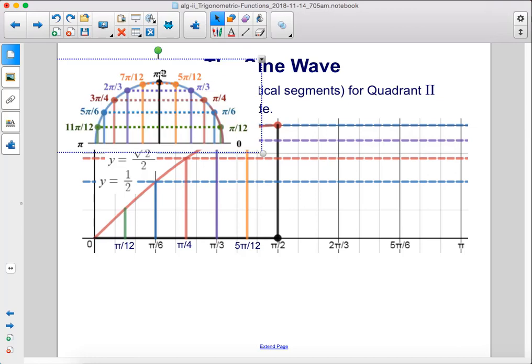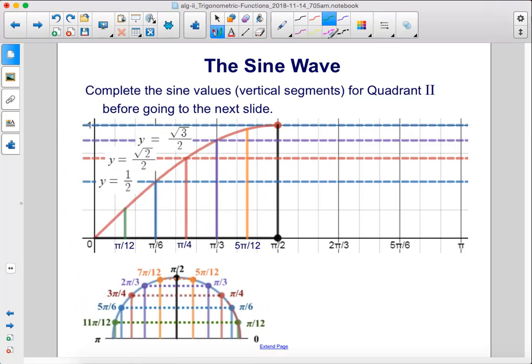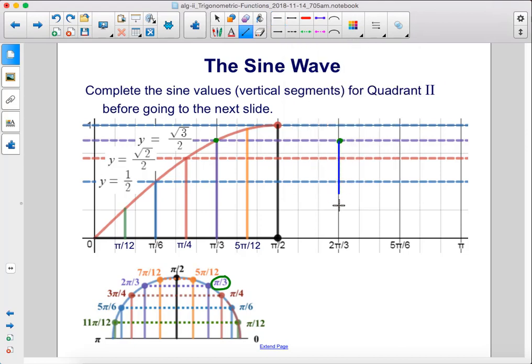Okay, so I'm going to paste in our unit circle here. So we can see that for 2π/3, it's going to have the same sine value as it did at π/3. So at π/3, we're right here. So we're going to draw that same point over here at 2π/3. And then we can draw the line, and we'll color it purple, just like that.